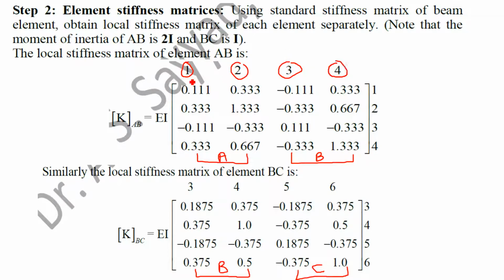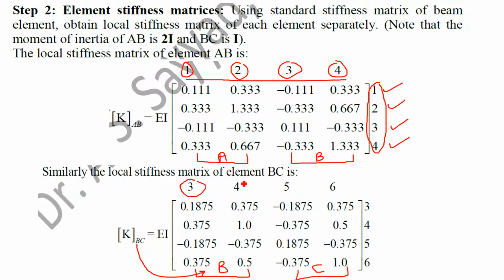So on the top write down 1 2 3 4. Similarly on the right hand side of that matrix, representing the rows, write 1 2 3 4. Similarly for BC member, the left joint is B.